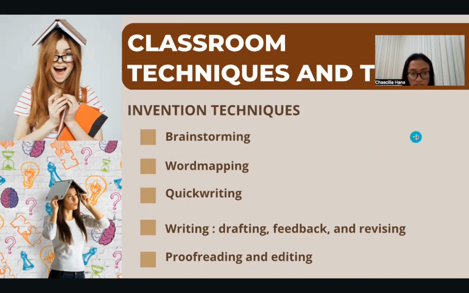The last one is proofreading and editing. Before the final draft is turned in for evaluation, students should, of course, read for mistakes in spelling, grammar, punctuation, and so forth. Students can help each other to proofread and edit, although the instructor should keep involvement to a minimum. In developing independent writers, it is important that students learn to proofread and edit on their own as much as possible. Next.